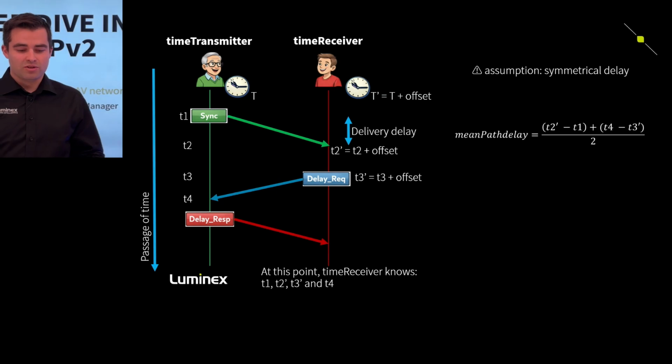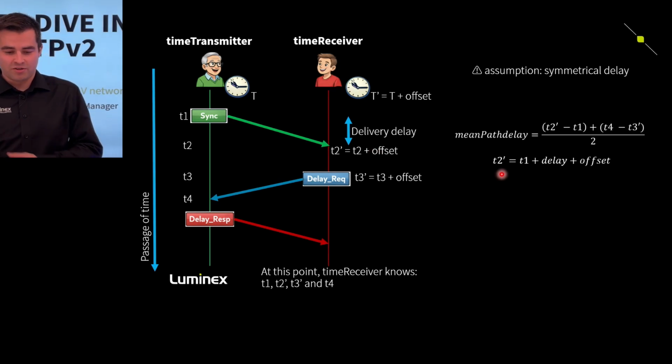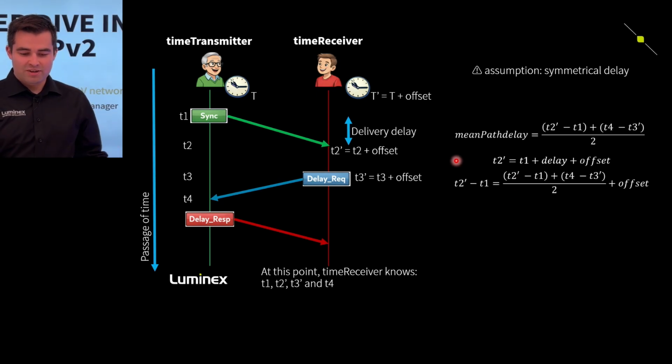So again, we know the delay. We know that T2 is equal to T1 plus the delay. So we can fill in T2 here, and then T1 plus the delay, and then the offset. So T2 prime is T1 plus the delay plus the offset. In the next step, T1 moves to the left-hand side. The delay is filled in, and we get this equation.